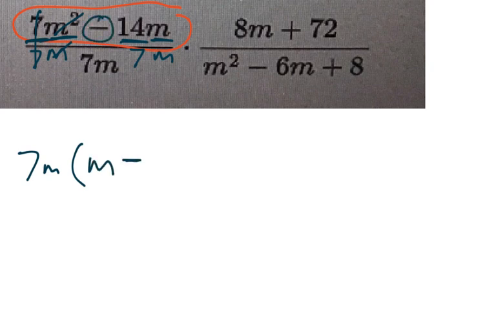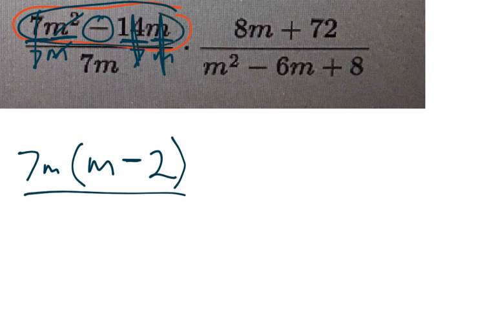Note that I have a minus. Watch your signs. 14 divided by 7 is 2. And the M over the M is 1 again. So I just factored the numerator there. The denominator is 7M. We have a times.